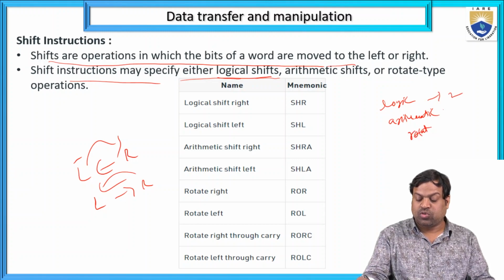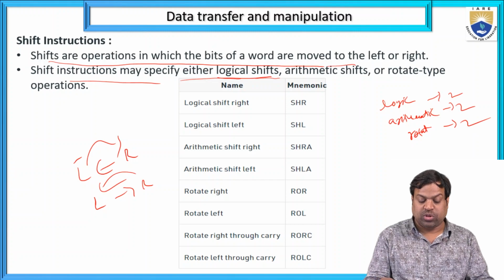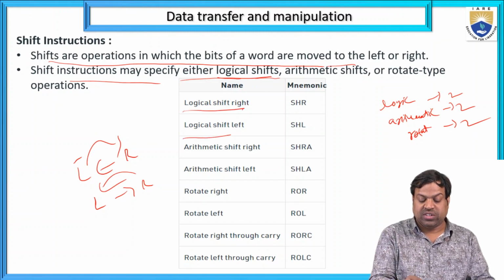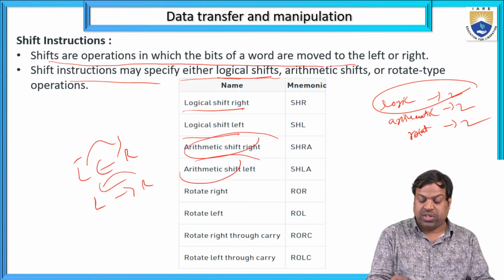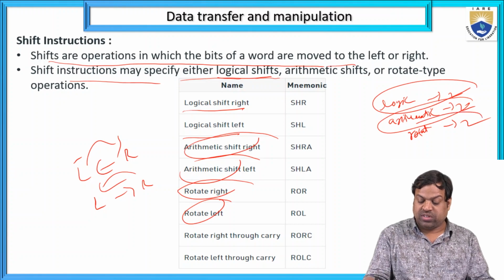So shifts are of types: logical, arithmetic, and rotate. How? Logical shift right, logical shift left. And arithmetic shift right, arithmetic shift left, two types. Rotate right, rotate left, two types. Total how many? Six types are there.